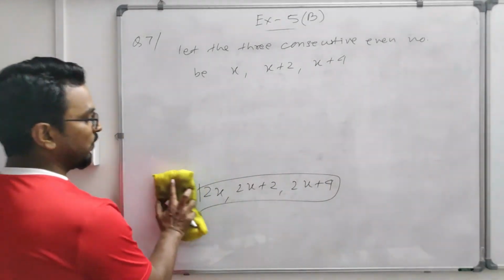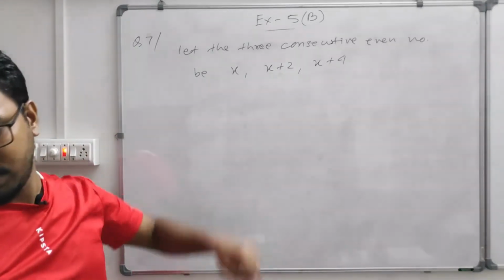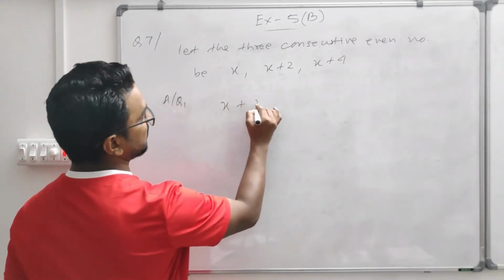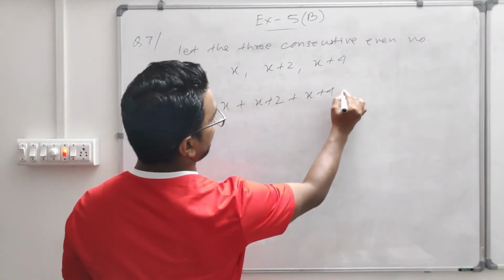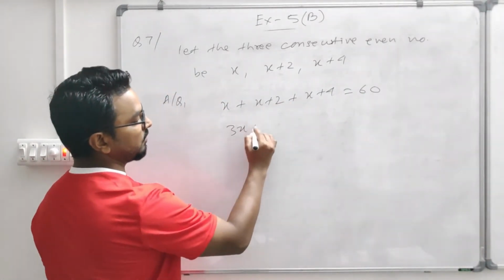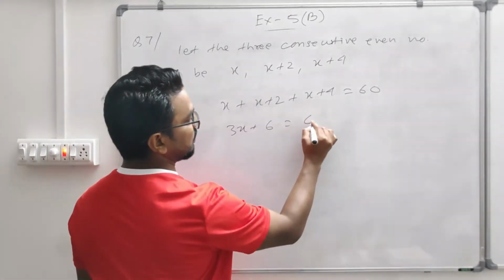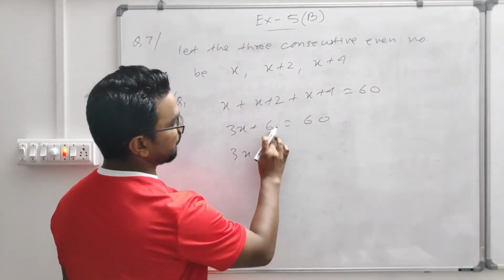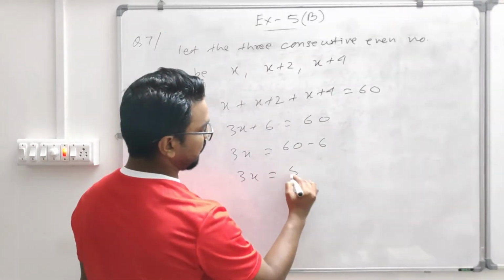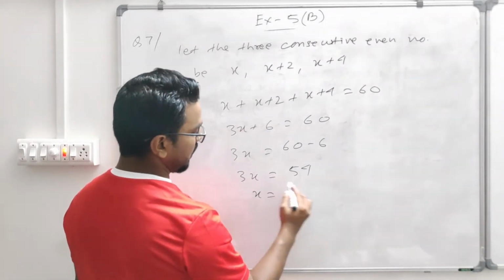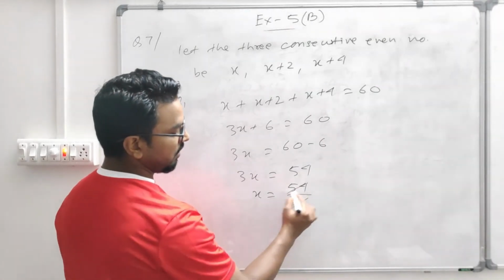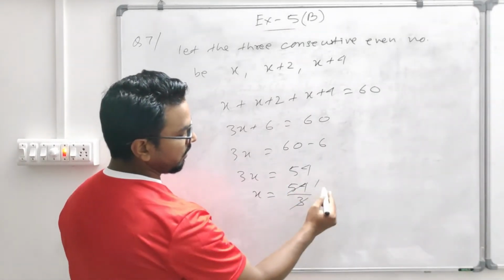Fine. So according to the question, the sum of all these three consecutive terms is 60. So x plus x plus 2 plus x plus 4, you will get how much? 60. How many x are there? 3. So 3x plus 2 plus 4, it is 6, equals 60. So 3x equals, if you take this one to the other side, 60 minus 6. So 3x is equal to 54. So if you take this one to the other side, you have to divide by 3. 3 ones are 3, 2 left, 24, 3 eights are 24.